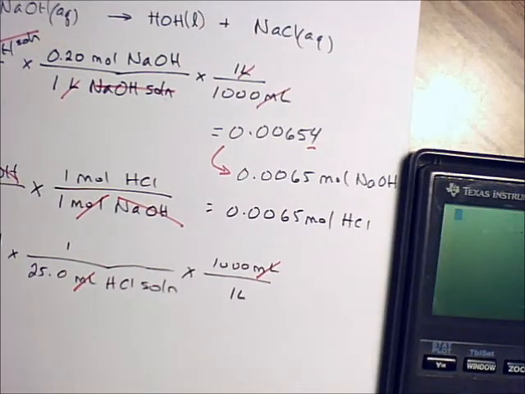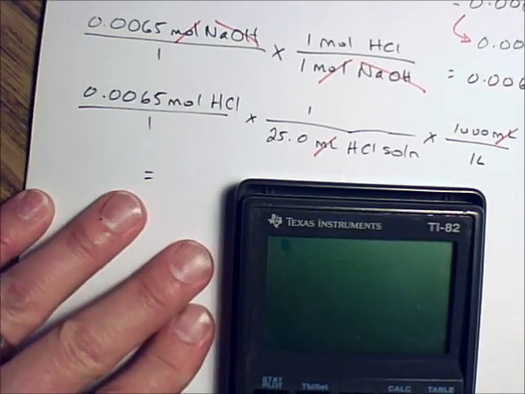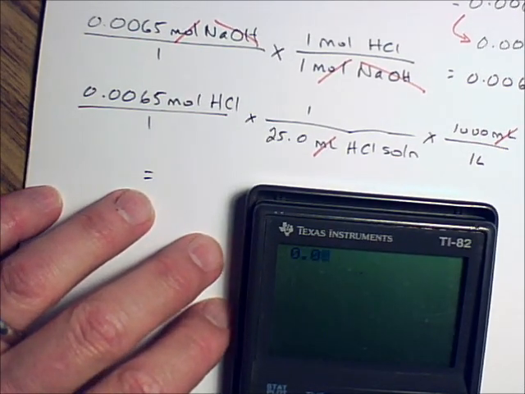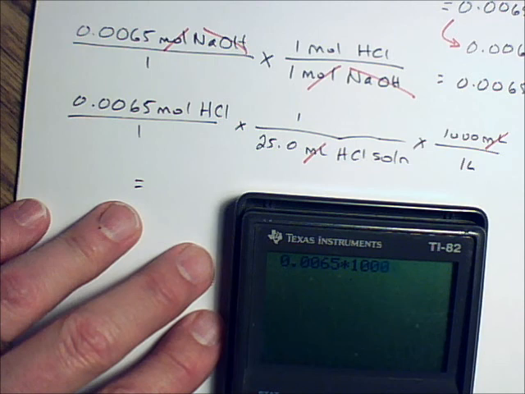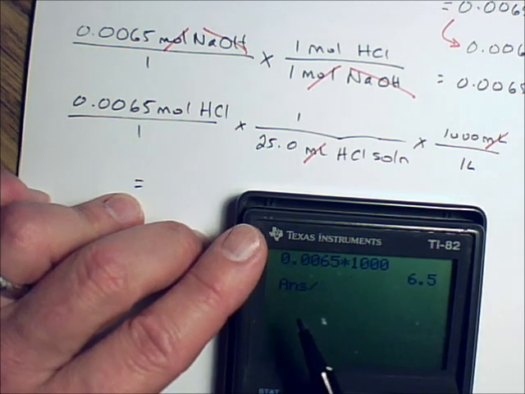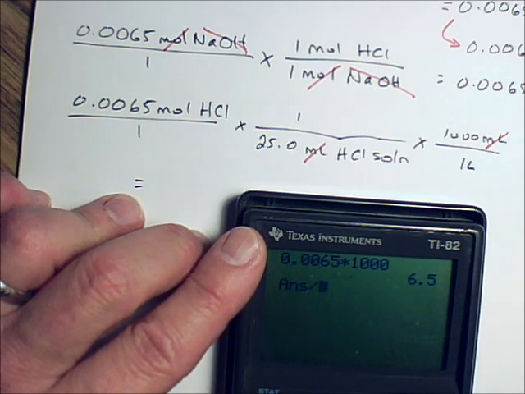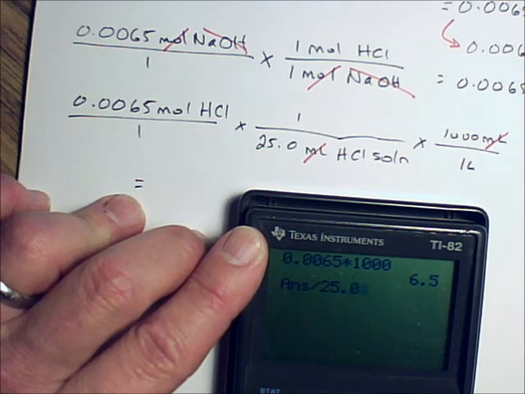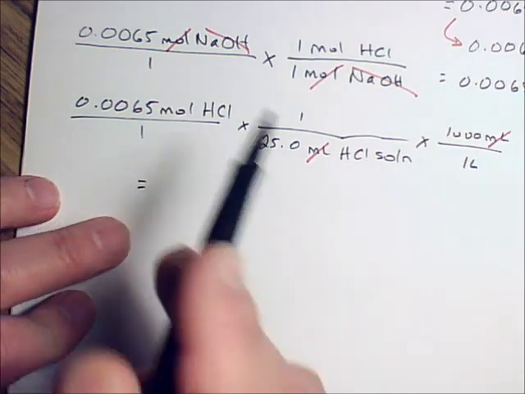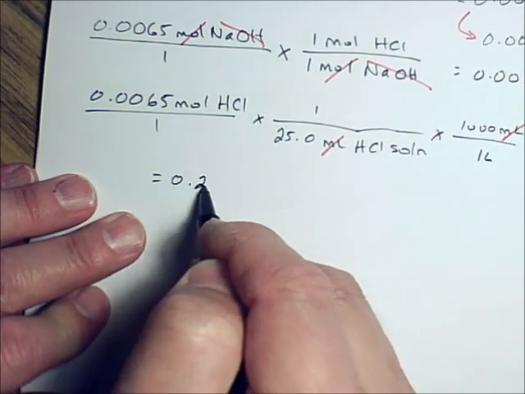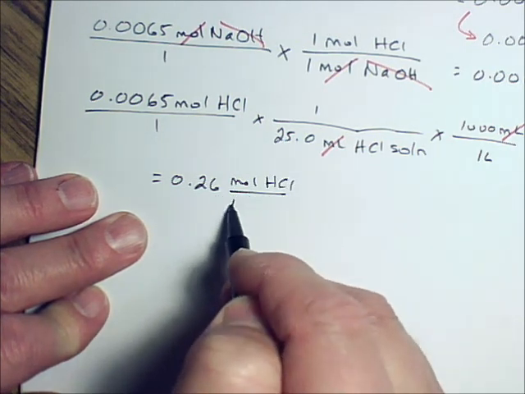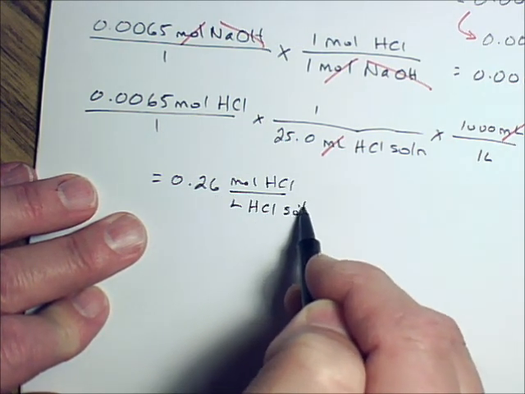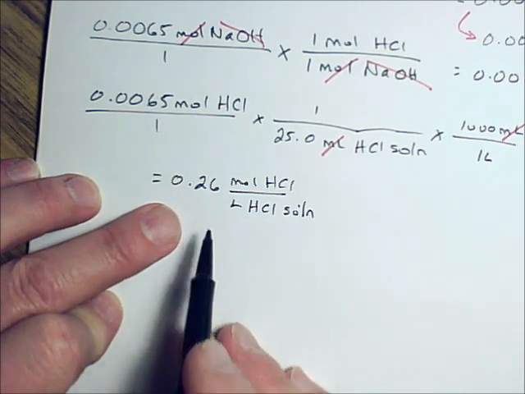Okay? So we're ready to do the math now to find our final answer. We got our calculator. Let's see. Set it up. So we got 0.0065 times 1,000. Hit enter. Now I'm going to hit the divide button. It's going to automatically put in the original other answer for me. I'm going to divide by that 25.0 and hit enter. 0.26. So we get 0.26 moles of HCl over liters of HCl solution. Okay, I need 2 digits. That's what I've got here. Okay.